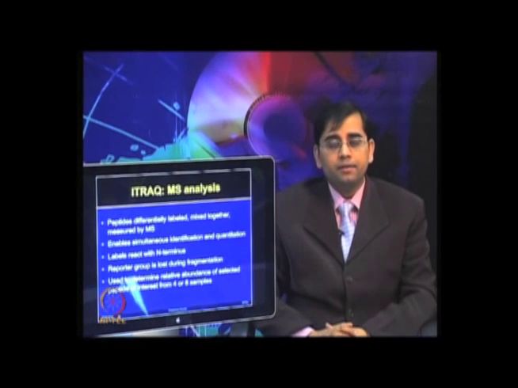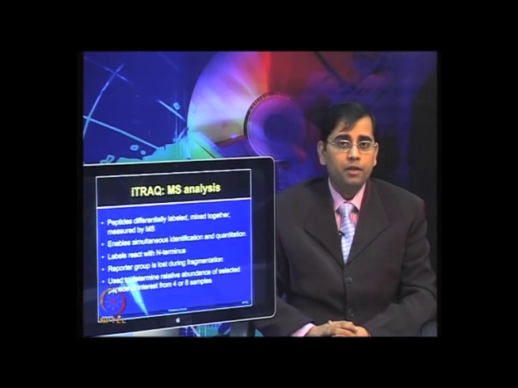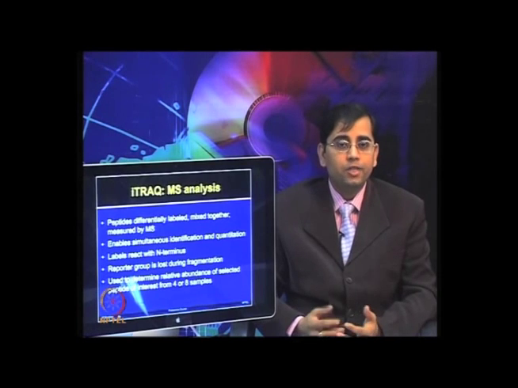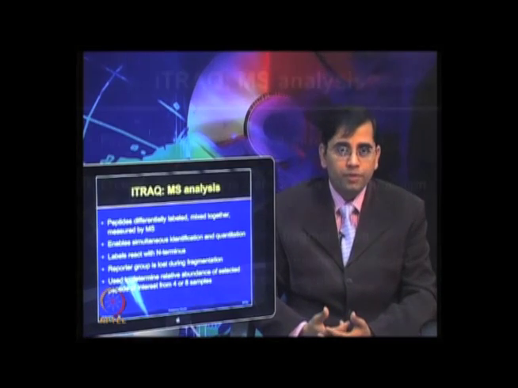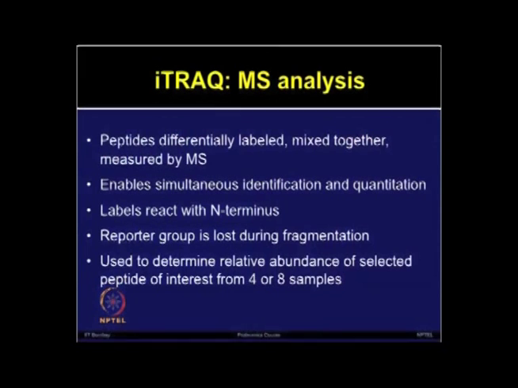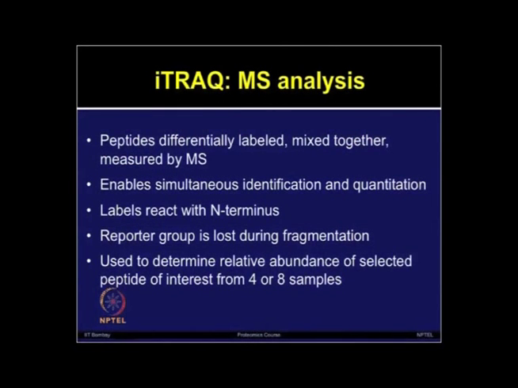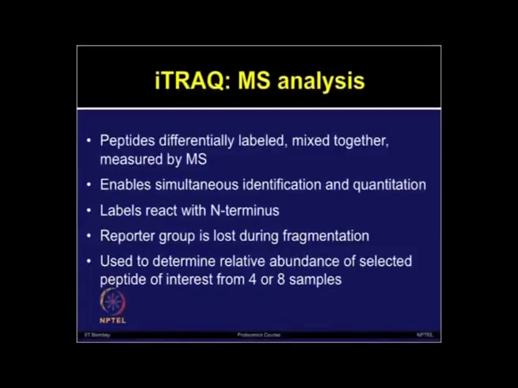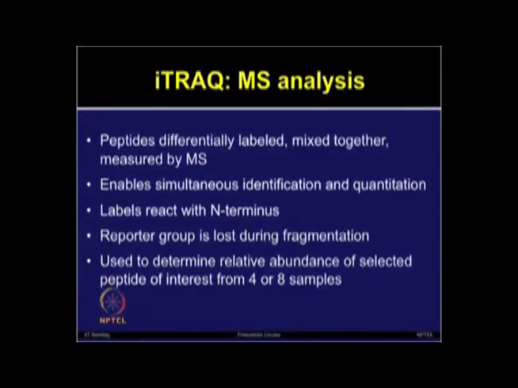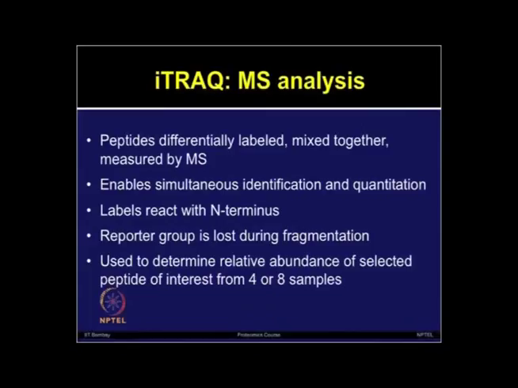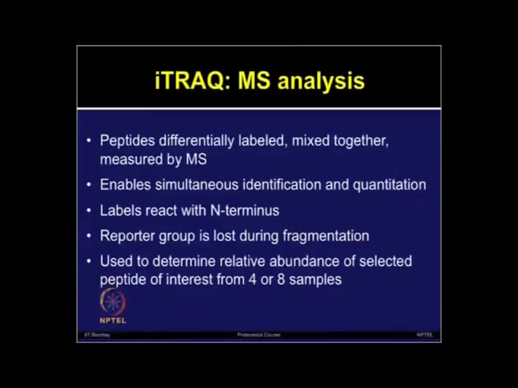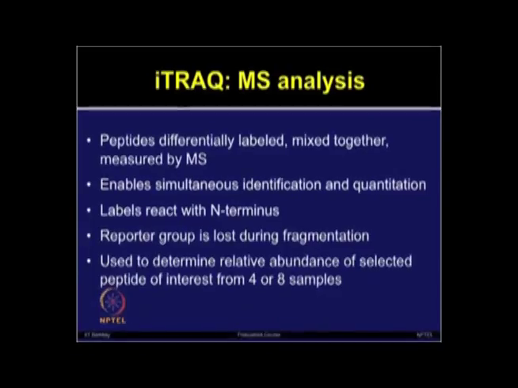Once the sample preparation is done, further mass spectrometry analysis can be started. The peptides which are differentially labeled can be mixed together and measured by the mass spectrometer. This method enables simultaneous identification and protein quantification. The labels react with the N terminus and the reporter group is lost during the fragmentation. So, this method can be used to determine the relative abundance of selected peptides of interest from 4 or 8 samples. Therefore, high multiplexing can be obtained by using the iTRAQ method.